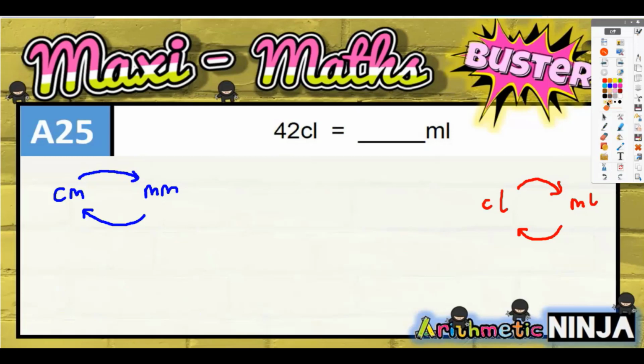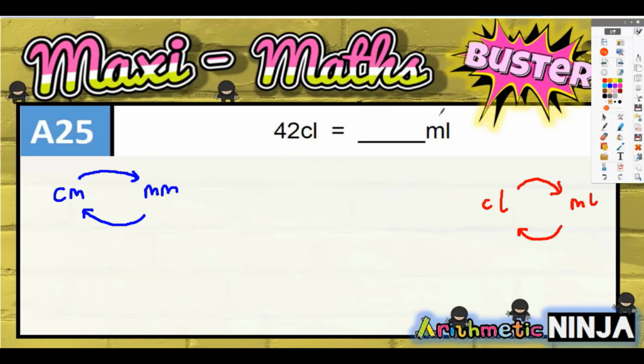Question 25. 42 centilitres equals some mystery number of millilitres. Now then, centilitres aren't often used in the UK. We often use millilitres and litres, but centilitres are something that we don't often use. It's more used in Europe on things like bottles of wine and glasses of wine. But we can still do it.